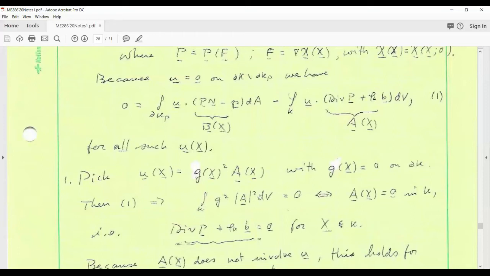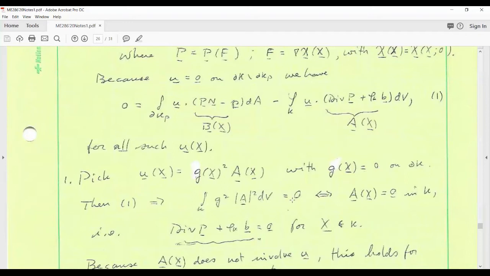A is a conventional vector field here. And that has to be zero. G is not zero in the interior of the body, zero only on the boundary. It could be zero at various places in the interior, but the only requirement is that it should be zero on the boundary.